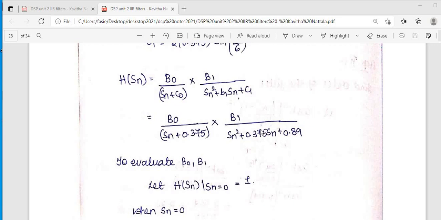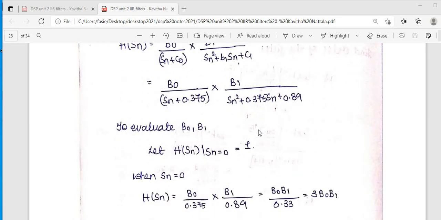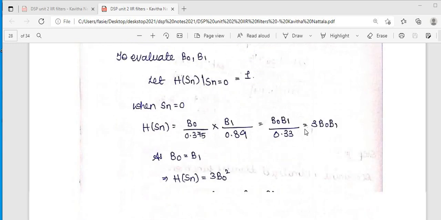All the coefficients we substituted. And we can evaluate B0 and B1 by using this relation. What is the relation? When Sn0 is equal to 0, suppose this is your 0 terms, this and this get cancelled. We can get B0 B1 as 0.375 plus 0 into 0.89. If you do this, we can get that factor as 3 into B0 B1.